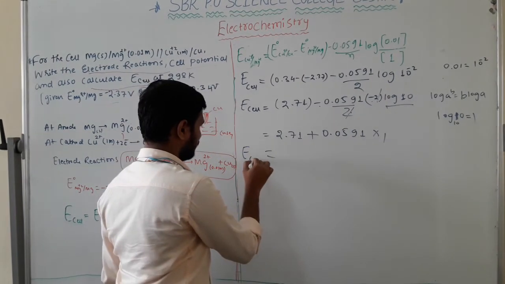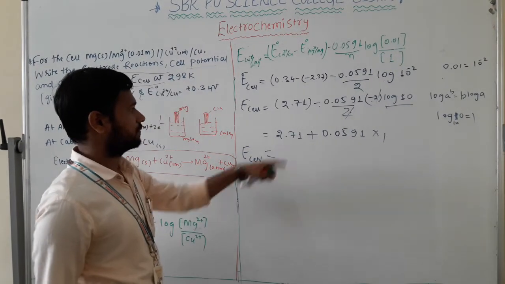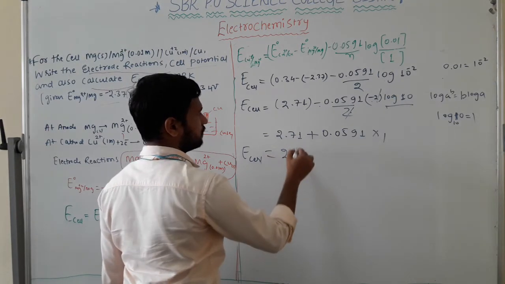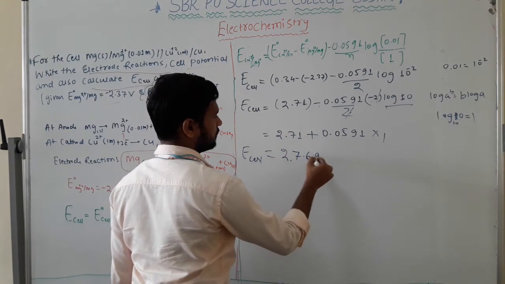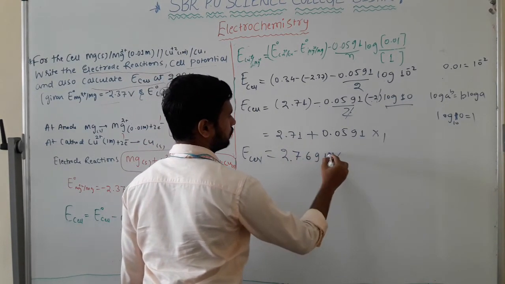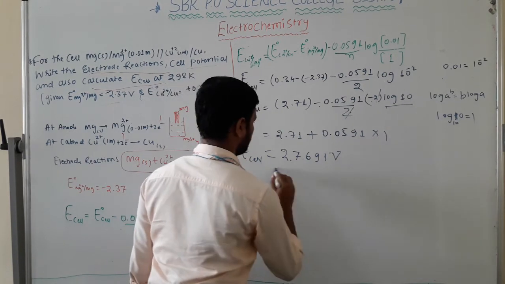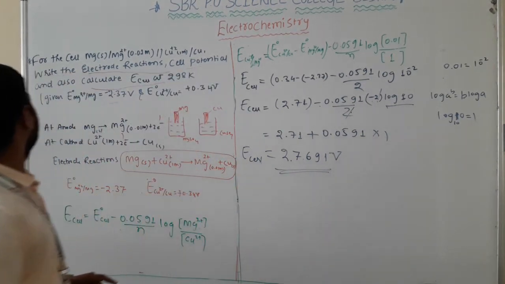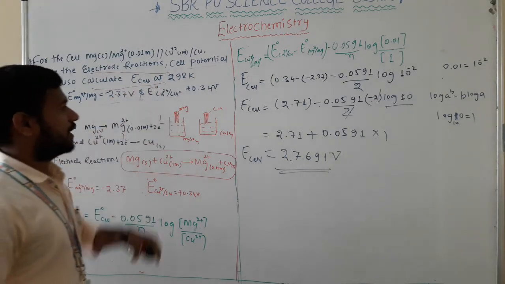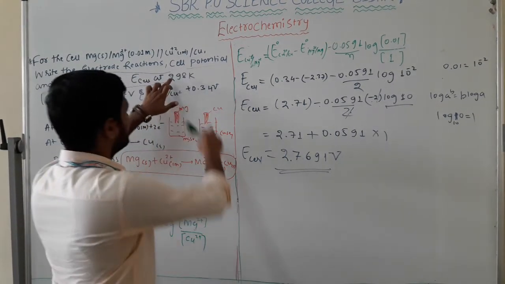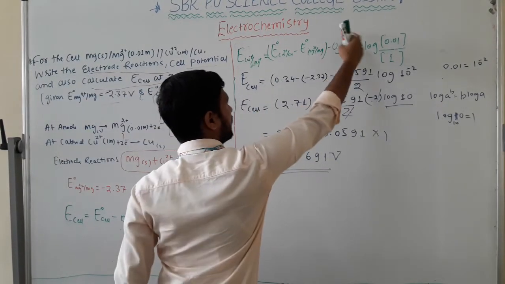We are going to get the E cell value. What is this value? Write down 2.7691 volt. This is the E cell at 298 Kelvin. 298 comes from what we already derived. This is the final expression only.